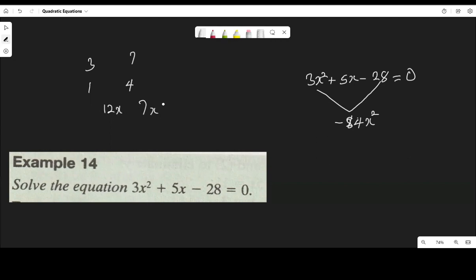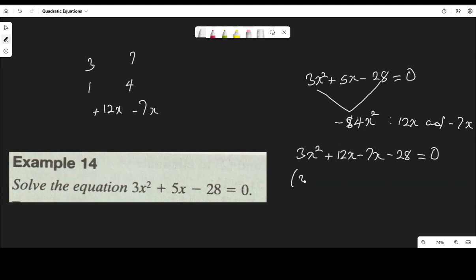Can we add these two numbers to get 5? Certainly. This has to be plus, and this has to be minus. So the factors will be 12x and minus 7x. 12x minus 7x will give us this middle term. So now that we know the factors, we will replace this middle term with them. So I have plus 12x minus 7x minus 28 equals 0.